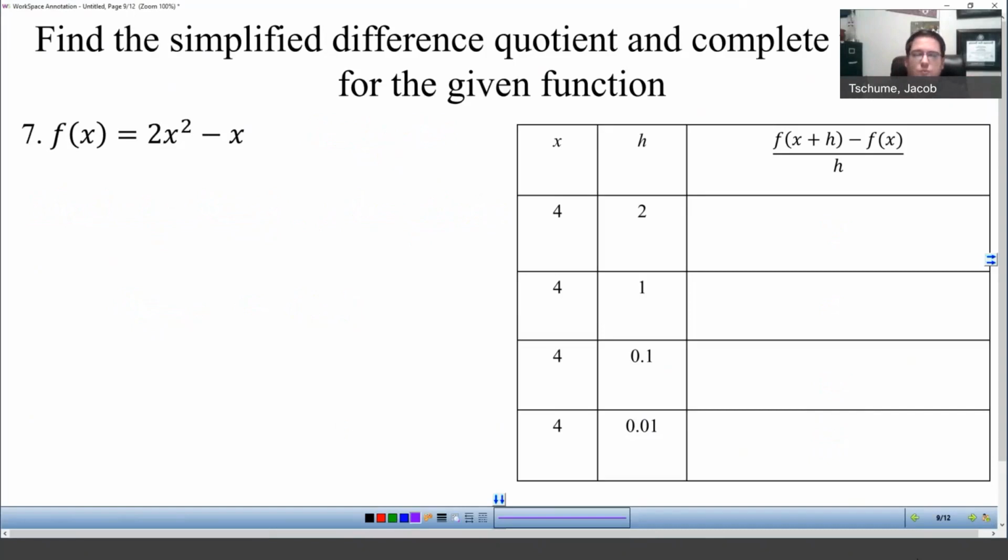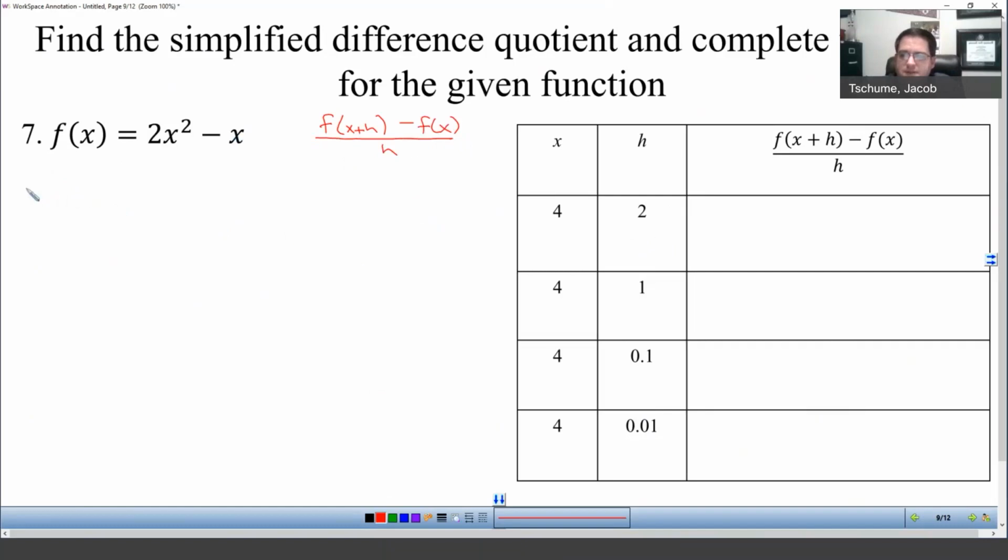So here we go. Let's do one that's not a linear function. So if f of x is 2x squared minus x, I want you to once again calculate the difference quotient. So let me put that formula back up here again. F of x plus h minus f of x all divided by h. So let's simplify that and then we'll come back to the chart.